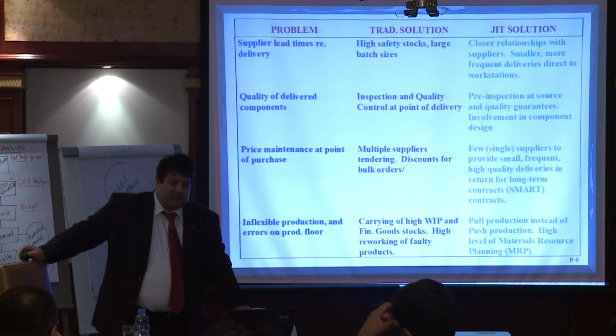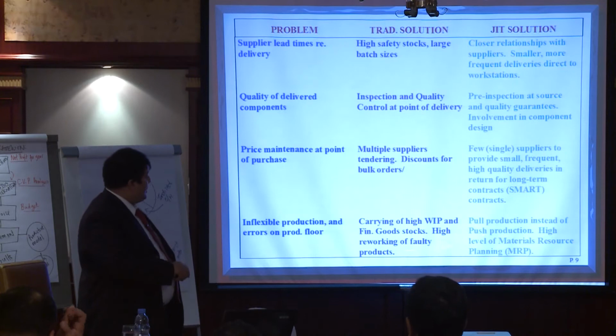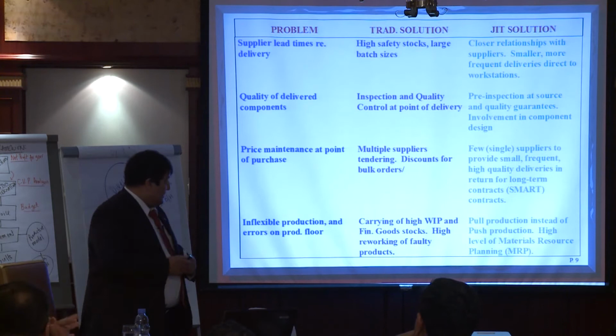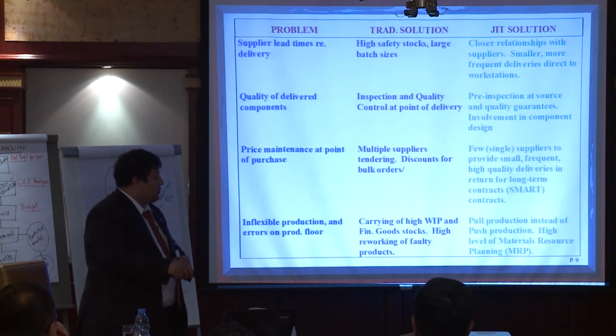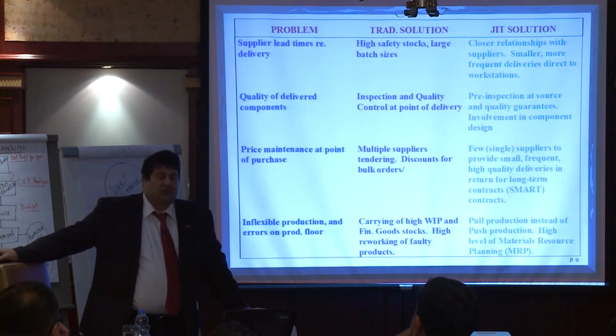Inflexible production and errors on the production floor have resulted in carrying lots and lots of work in process awaiting reworking, like in the case of the clean shaver. So there is a change from push production to pull production and a lot of material resource planning. Lots and lots of ERP systems are used here.